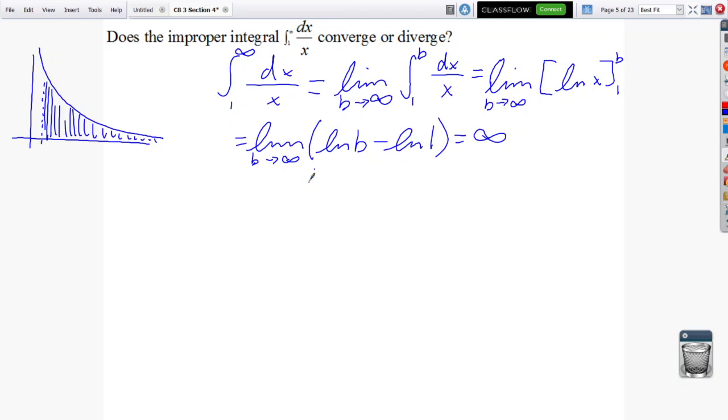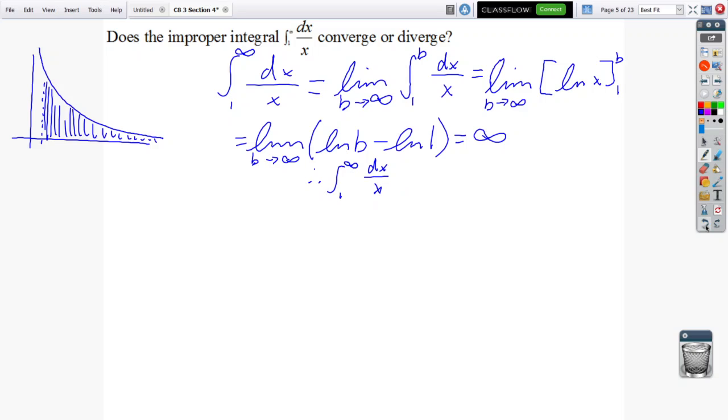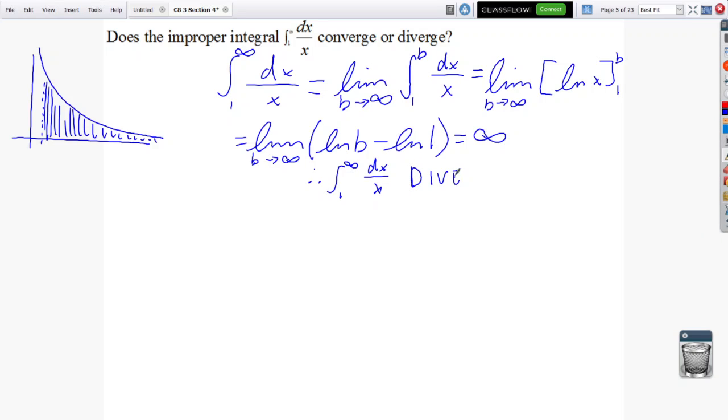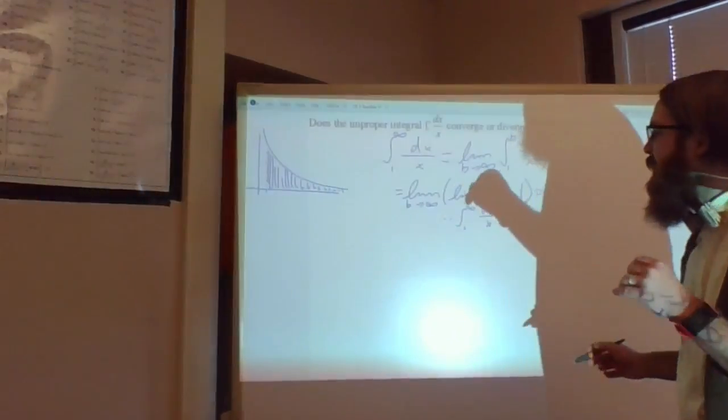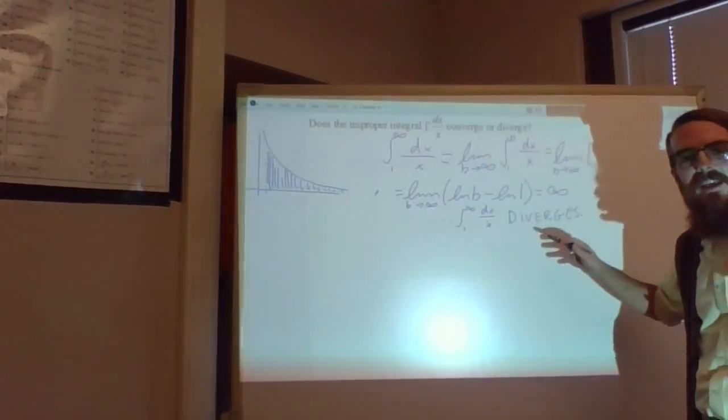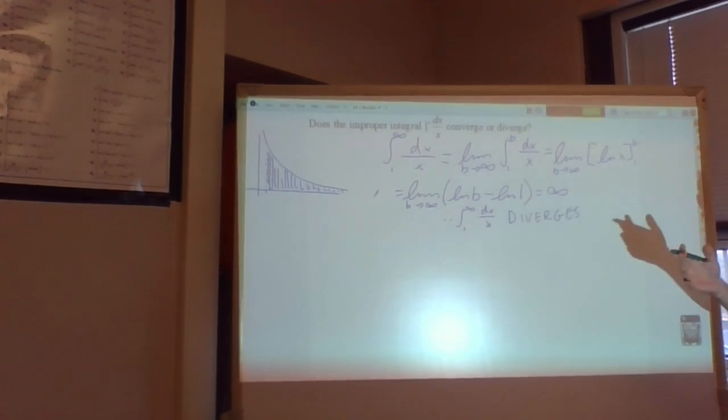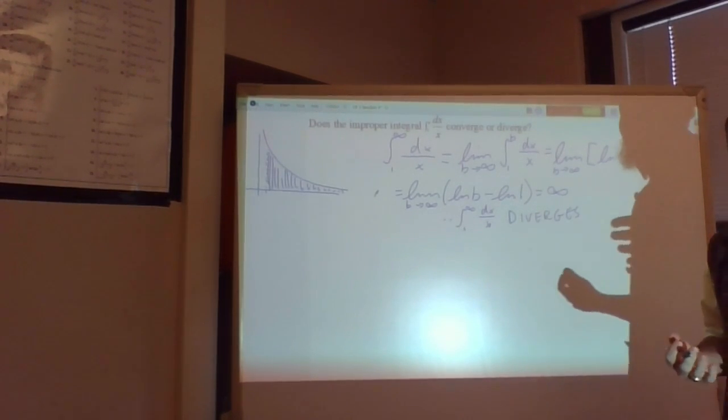So what we say, therefore, is the integral from 1 to infinity of dx over x diverges. Why am I writing in lowercase? I never write in lowercase. So again, if our answer ends up being infinity, the function diverges. I know that's not that surprising. Again, we think it goes on forever. It's got infinite length, so it would make sense that the area would also be infinite.